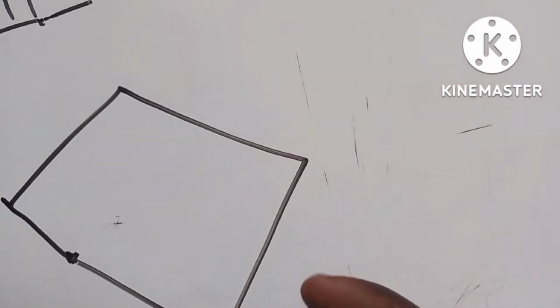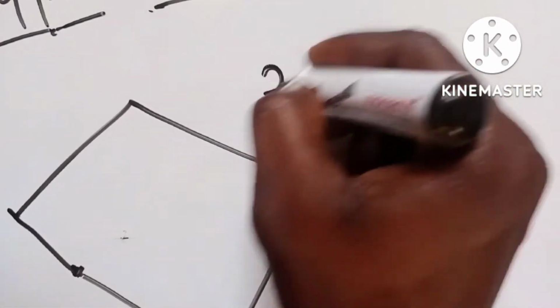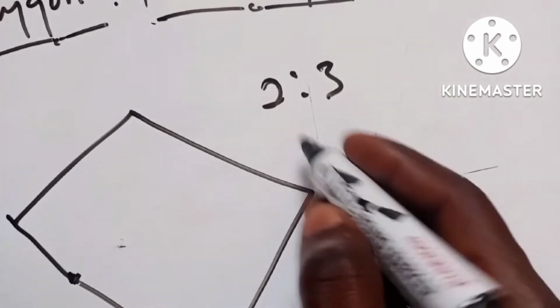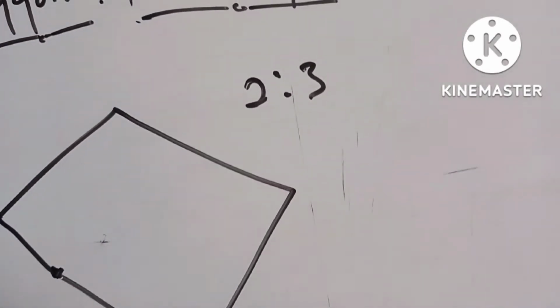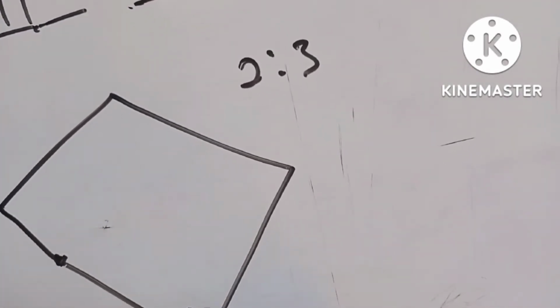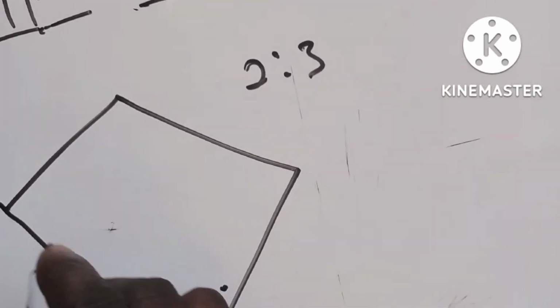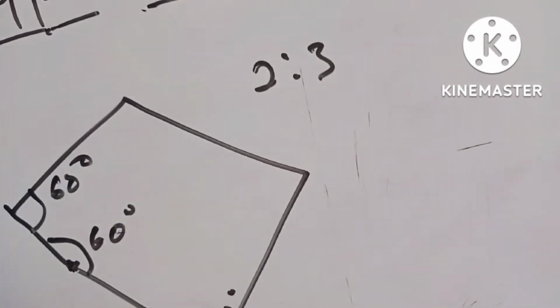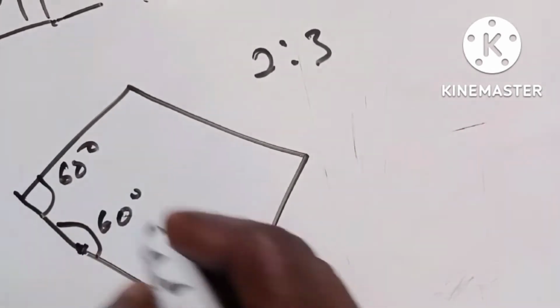two angles of this pentagon are in the ratio 2 is to 3, right? Just two angles. Is that okay? 2 is to 3, and then the others are 60 degrees each, right? So here will be 60 degrees, and here can also be 60 degrees, and finally let's say here is also 60 degrees. Is that okay? So the others are 60 degrees.